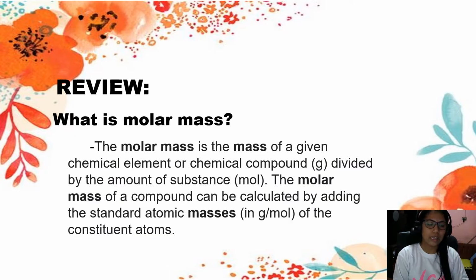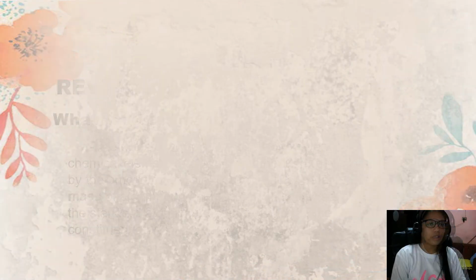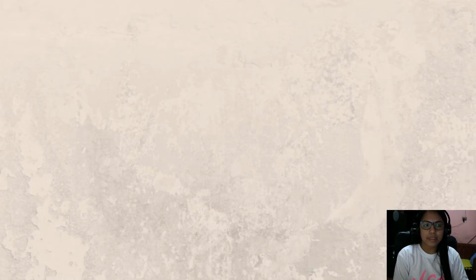product. Again, to compute the molar mass is to identify first the number of atoms in the element, then multiply it sa kanyang atomic mass. So yung atomic mass, makikita ninyo siya sa periodic table. And after that, you're going to add those products para makuha natin yung total molar mass. Alright. Let's proceed to our topic for today.